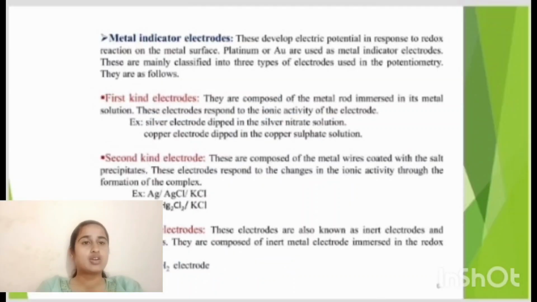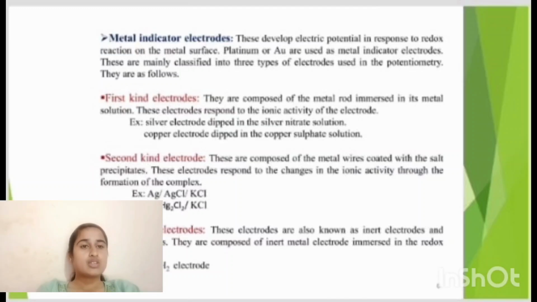Metal indicator electrodes develop an electric potential. It responds to redox reactions on the metal surface. Platinum or gold is used as a metal indicator electrode. They are mainly classified into three kinds of electrode used in potentiometry. One is the first kind of electrode. They are composed of a metal rod immersed in a metal ion solution. These electrodes respond to the ionic activity of the electrode. Examples: silver electrode dipped in a silver nitrate solution, copper electrode dipped in a copper sulfate solution.